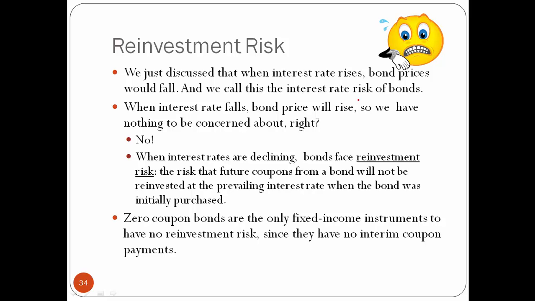So what kind of bonds would be immune to this reinvestment risk? We say zero coupon bonds, right? Because there are no coupon payments, there is no concern about reinvesting those coupons. That means they are immune to the so-called reinvestment risk. But you also know that they are subject to pretty high interest rate risk, right? So zero coupon bonds are the only fixed income instruments to have no reinvestment risk, since they do not make coupon payments, but they are subject to high interest rate risk.